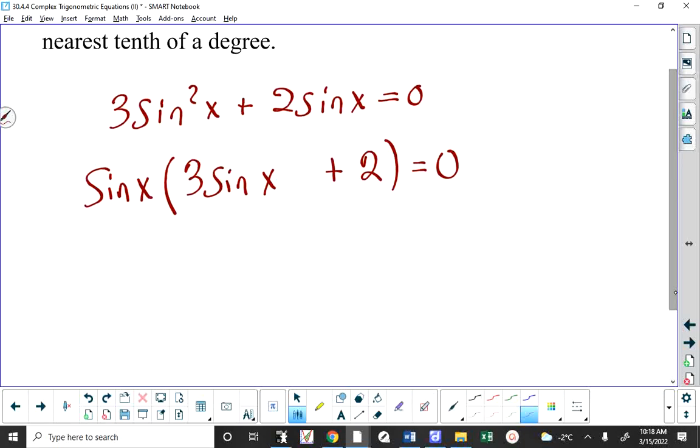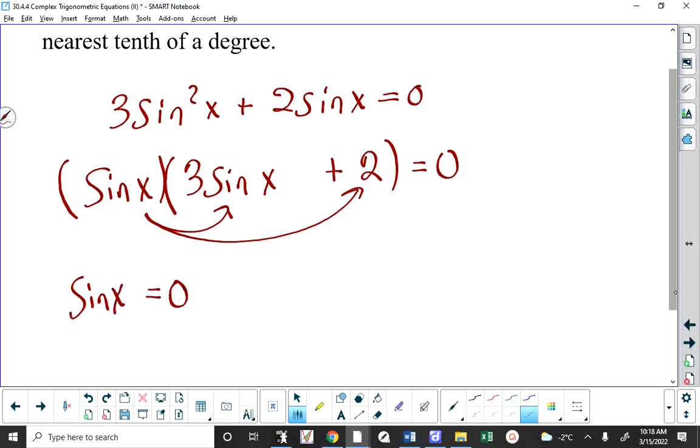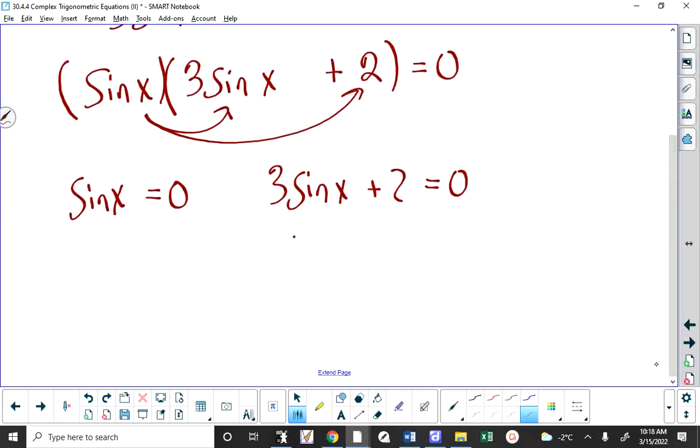So if I were to multiply the sine of x back in, you can see I would get 3 sine squared of x plus 2 times sine of x, which is where we started. The point of factoring it is now to take each of the factors and set it equal to 0, to turn it into equations we knew how to solve yesterday. The first equation is sine of x equals 0. The second equation is sine of x equals negative 2/3.